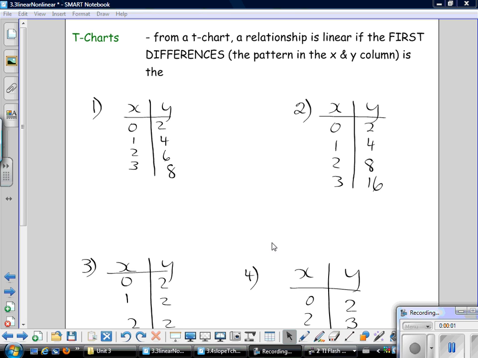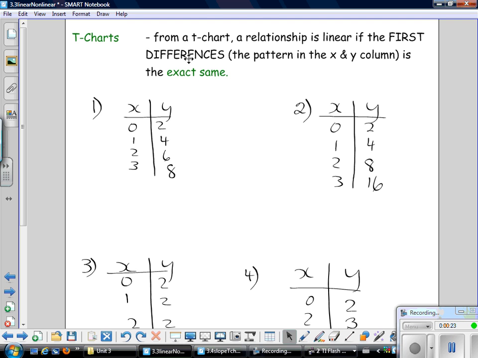Continuing on with our lesson, the final way to tell is from a t-chart or from a table of values. From a t-chart, a relationship is linear if the first differences, and we'll have to talk about what first differences are, the pattern in the x and y column is exactly the same.